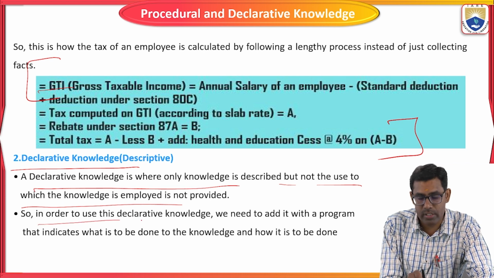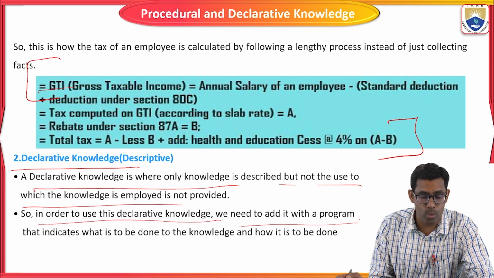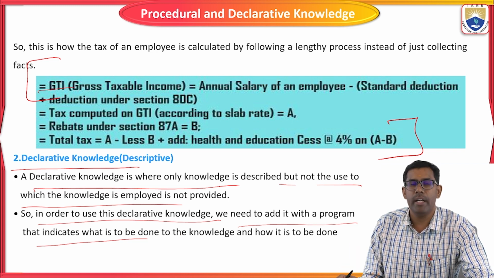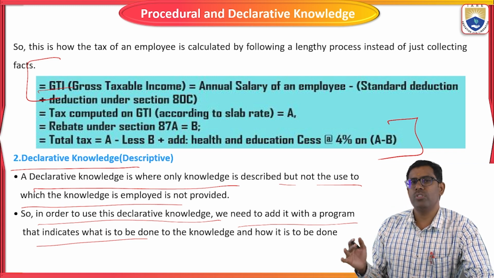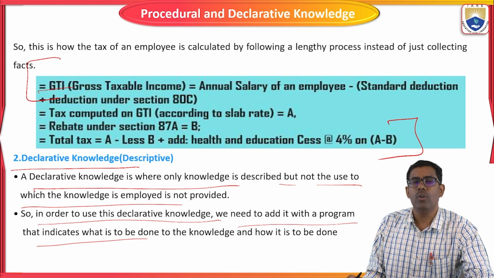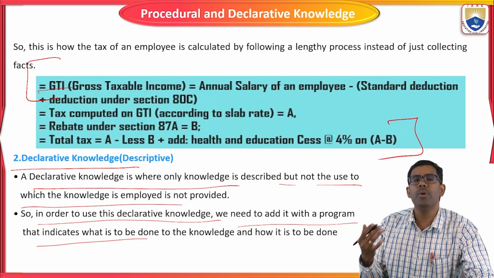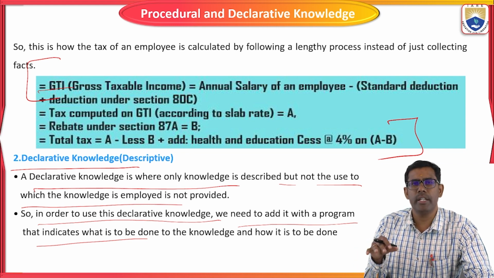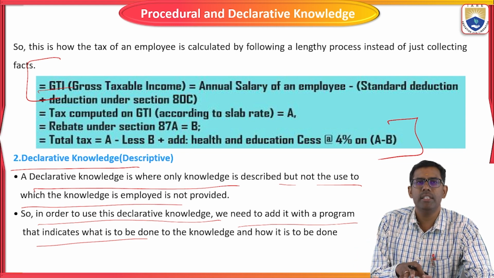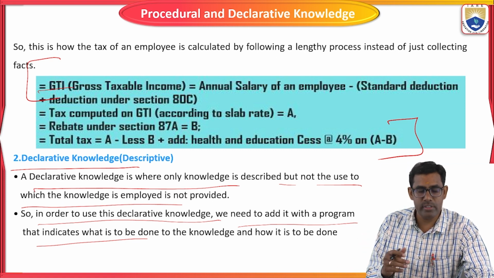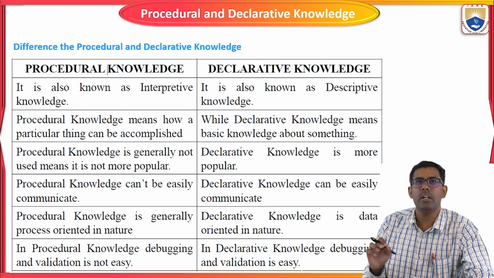Okay, so in order to use declarative knowledge, we need to add it to a program that indicates what is to be done with the knowledge and how it is done. So with procedural knowledge, we have to do something based on your rules and your procedure. Here it shows how it is going to be done, in a general way, following certain conditions, and it does all the things. So this is declarative knowledge in knowledge representation.